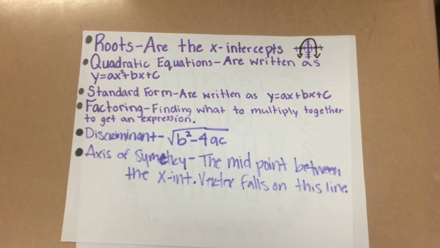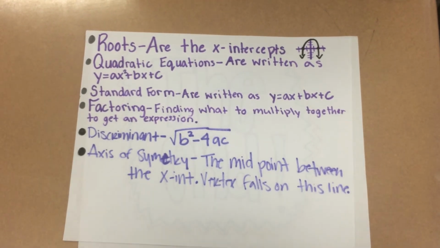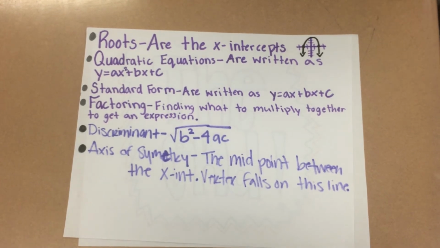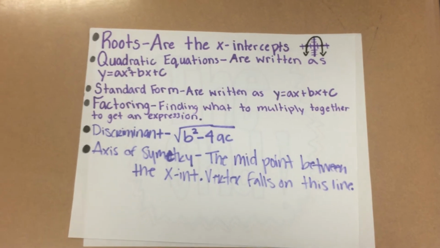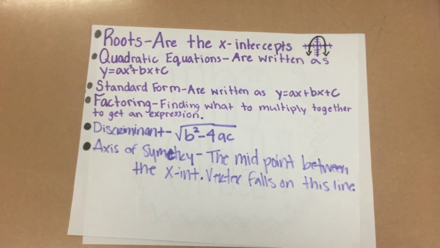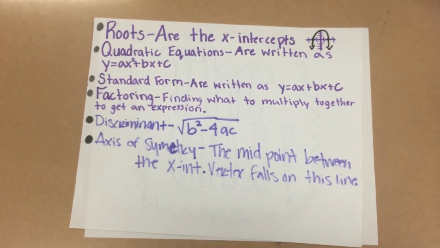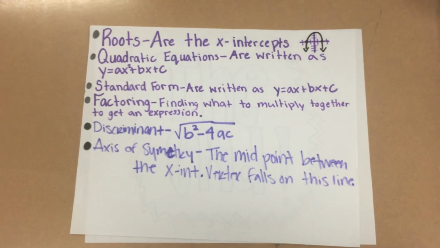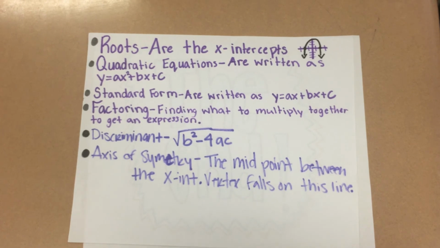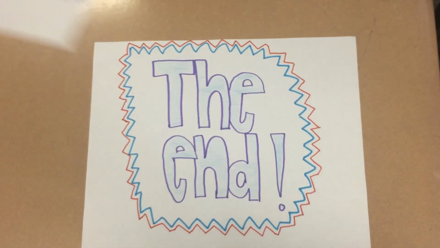The discriminant is the square root of b squared minus 4ac. In Mr. Ferguson's song, it's opposite b, plus or minus the square root of b squared minus 4ac, all divided by 2a. The axis of symmetry is the midpoint between the x-intercepts. The vertex falls on this line. The end.